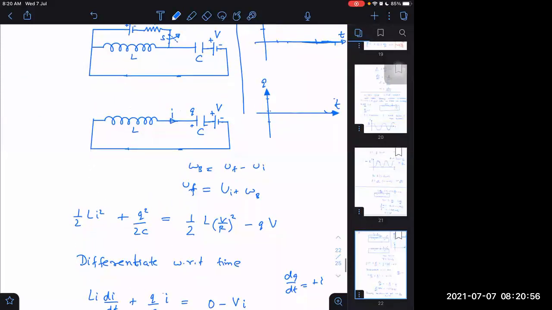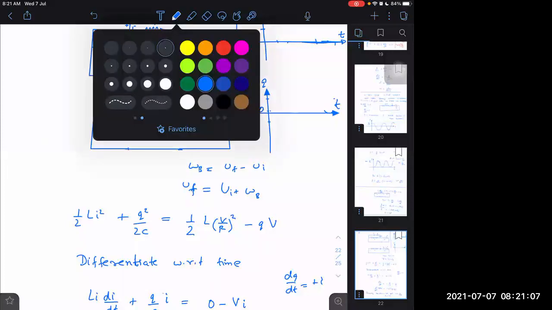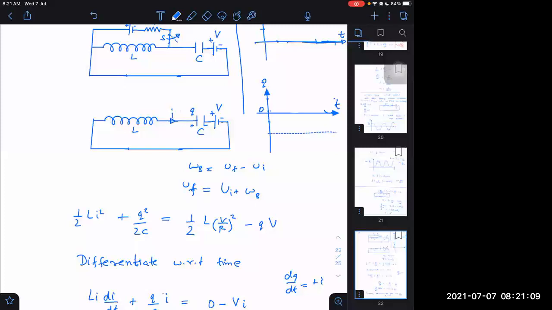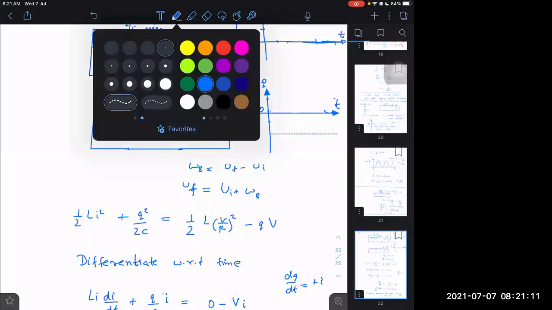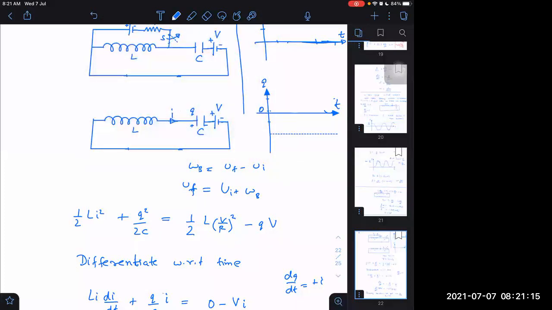Okay. Start with charge only. I think that is better. What is the initial charge? 0. And what does it attain finally after a long time? It will attain first of all minus CV up to equilibrium. Will it stop at equilibrium? No, it will go beyond the equilibrium.